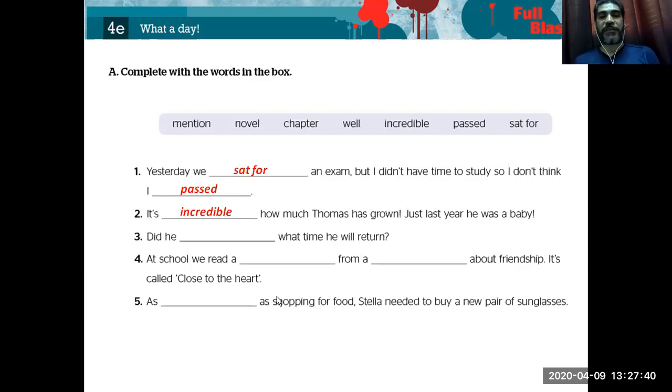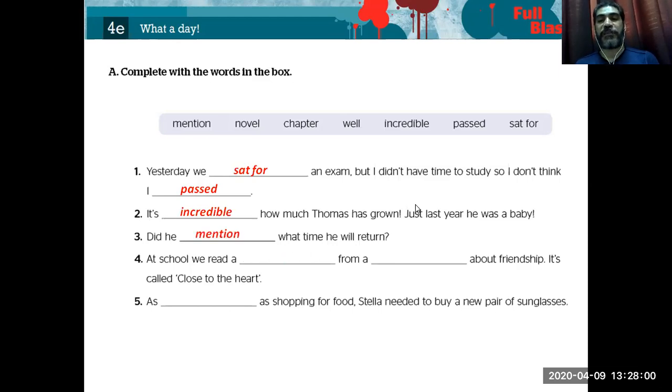Abdurrahman, number 3. Yes. Did he mention what time he will return? Did he say? Did he tell you? Okay, thank you, Abdurrahman.